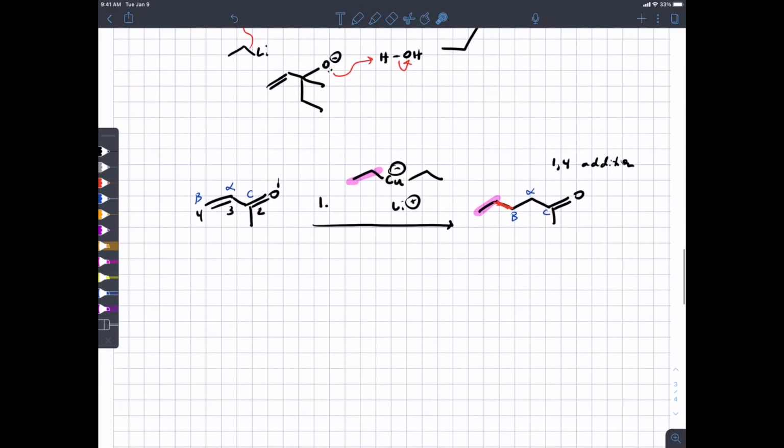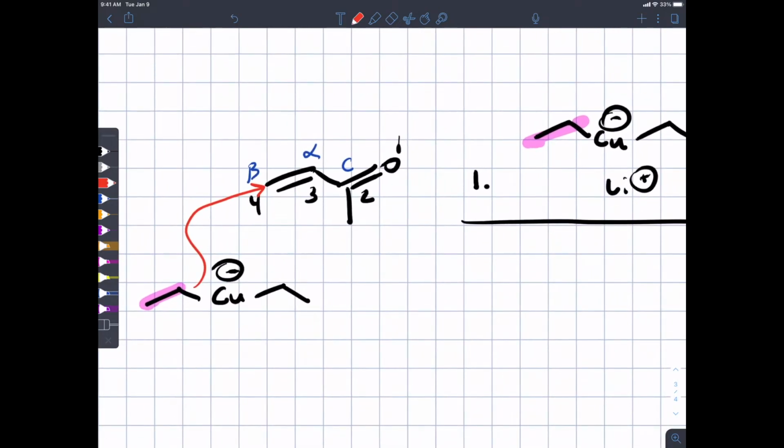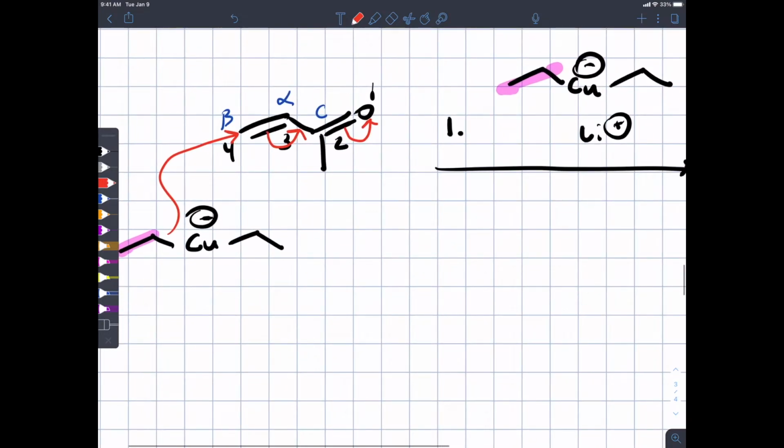Yes. So I'll show it maybe a couple of ways to help you understand what's going on. One of the ways is simply to have the electrons in the carbon-copper bond leave and be handed off directly to the beta carbon. If we stopped there, we would have too many bonds to carbon. So we have to move this pi bond over between the alpha and the carbonyl carbon, and then we also have to break the carbon-oxygen pi bond.